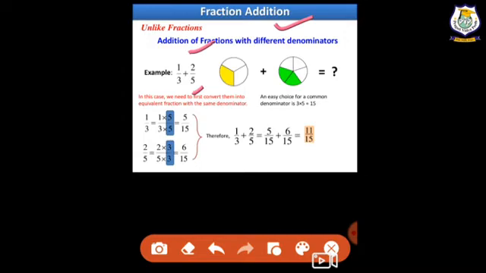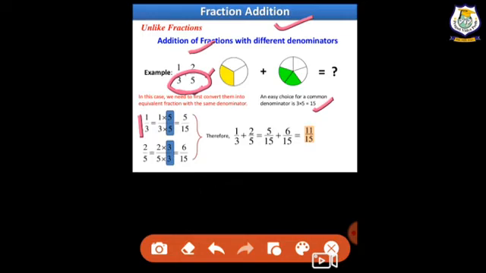First, we will have to make their denominators the same. How will we make the denominators the same? It is given here 1 by 3, right? First, we will take the LCM of 3 and 5. The LCM of 3 and 5 is 15. You all know how we take the LCM of numbers.